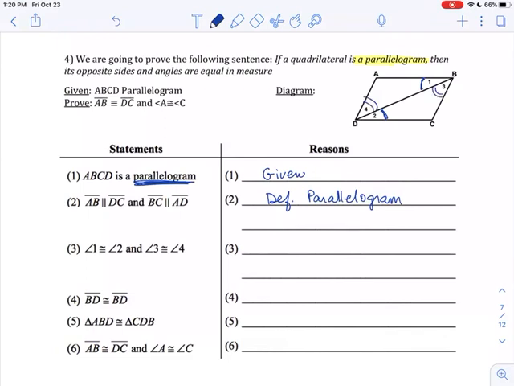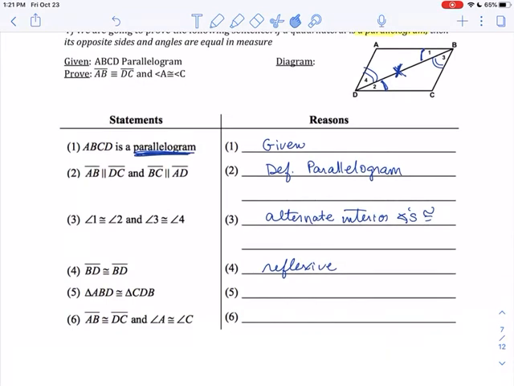Now, if those opposite sides are parallel, that makes angle 1 congruent to angle 2 and angle 3 congruent to angle 4, because those are alternate interior angles. And when I have parallel lines, the alternate interior angles are congruent. I'm trying to prove these triangles, even though I'm talking about a parallelogram here. See how that diagonal BD cuts that parallelogram in half, and I now have two triangles? Why is BD congruent to BD? Because they share that side. Anything is congruent to itself with the reflexive property.